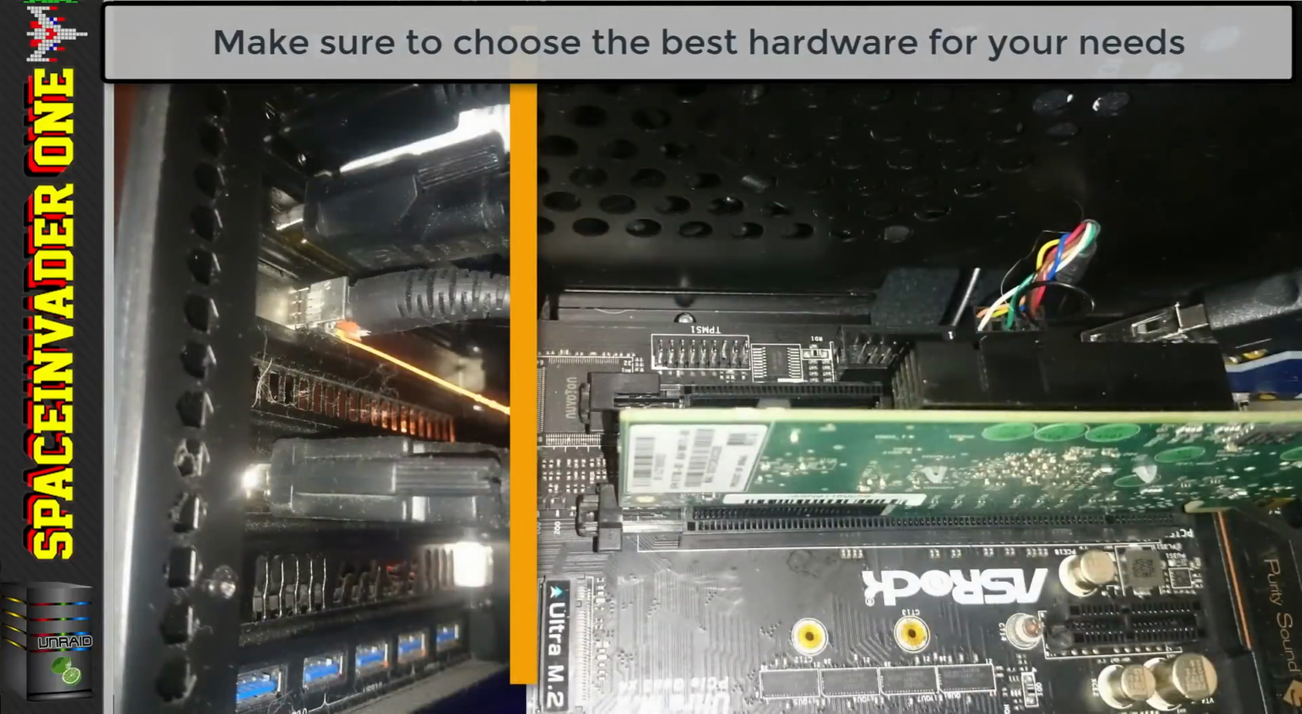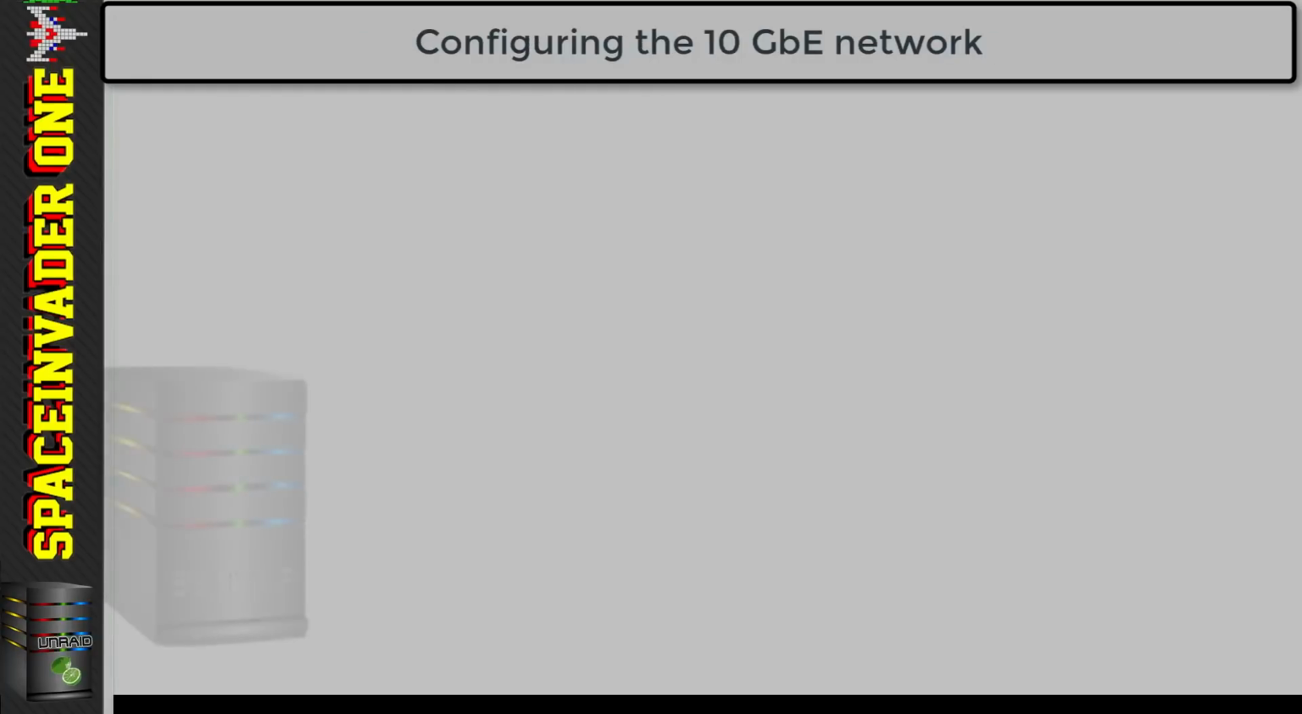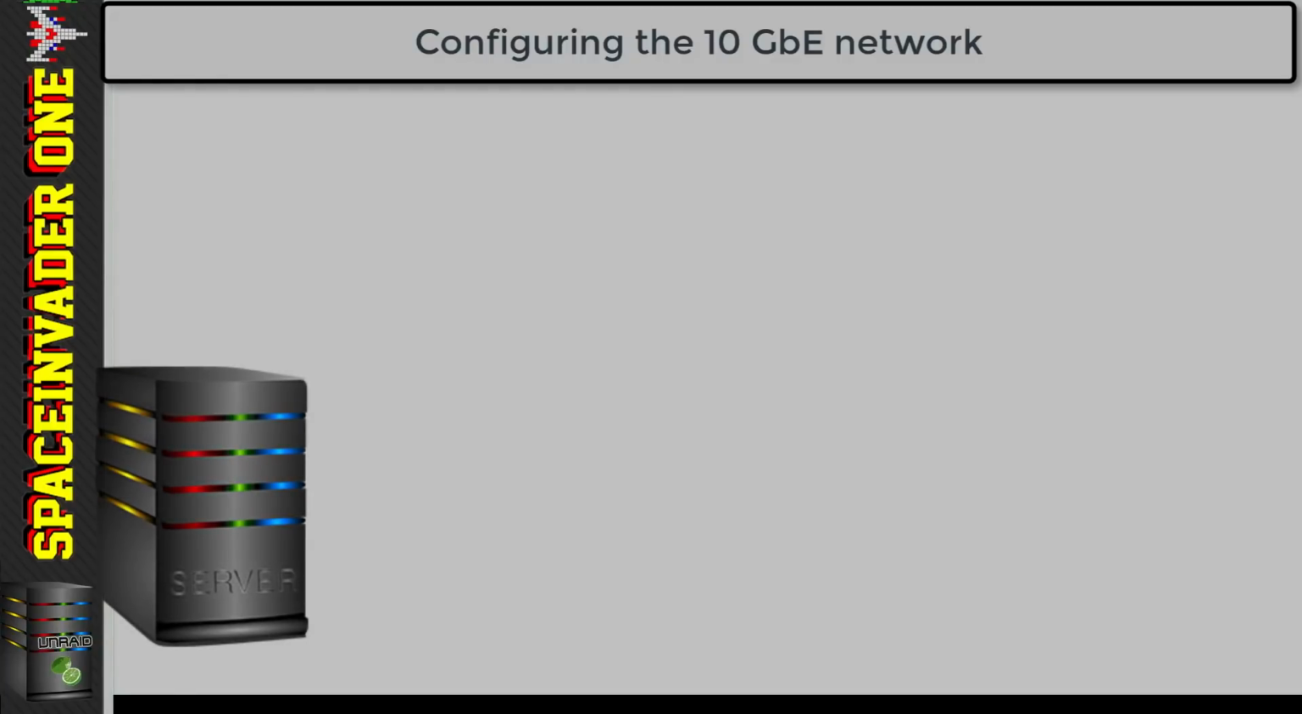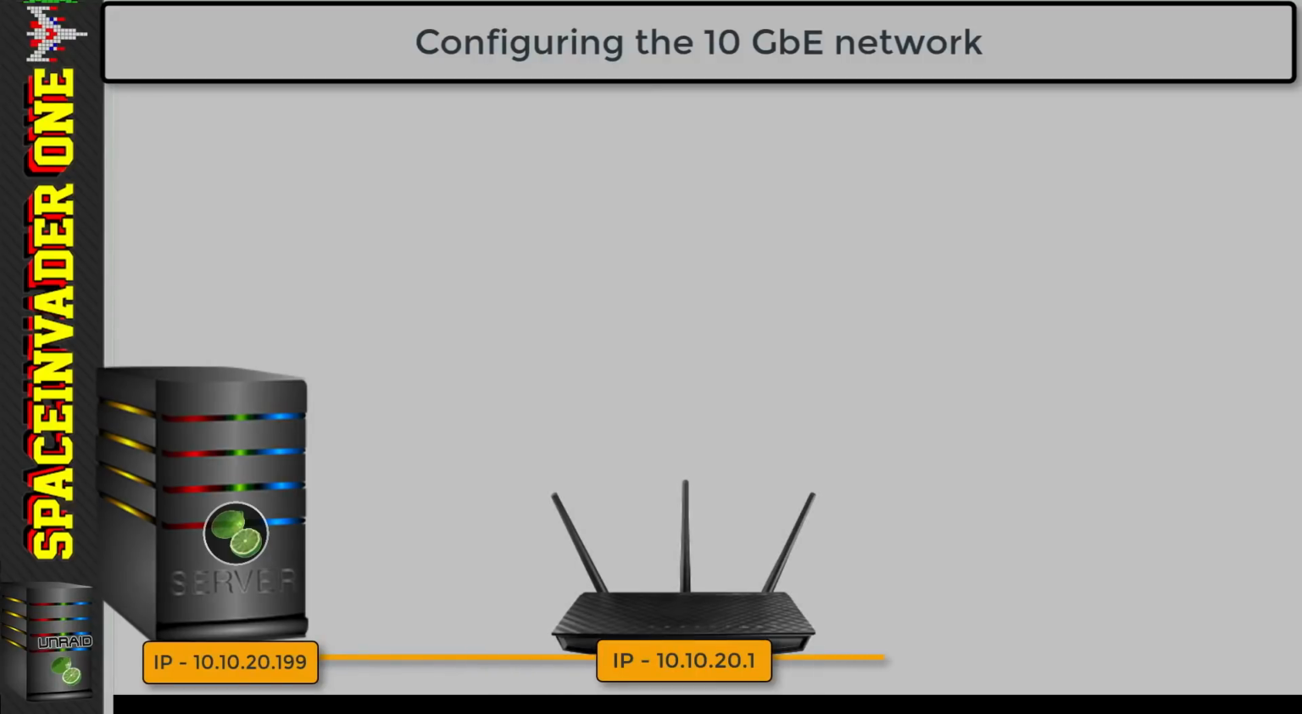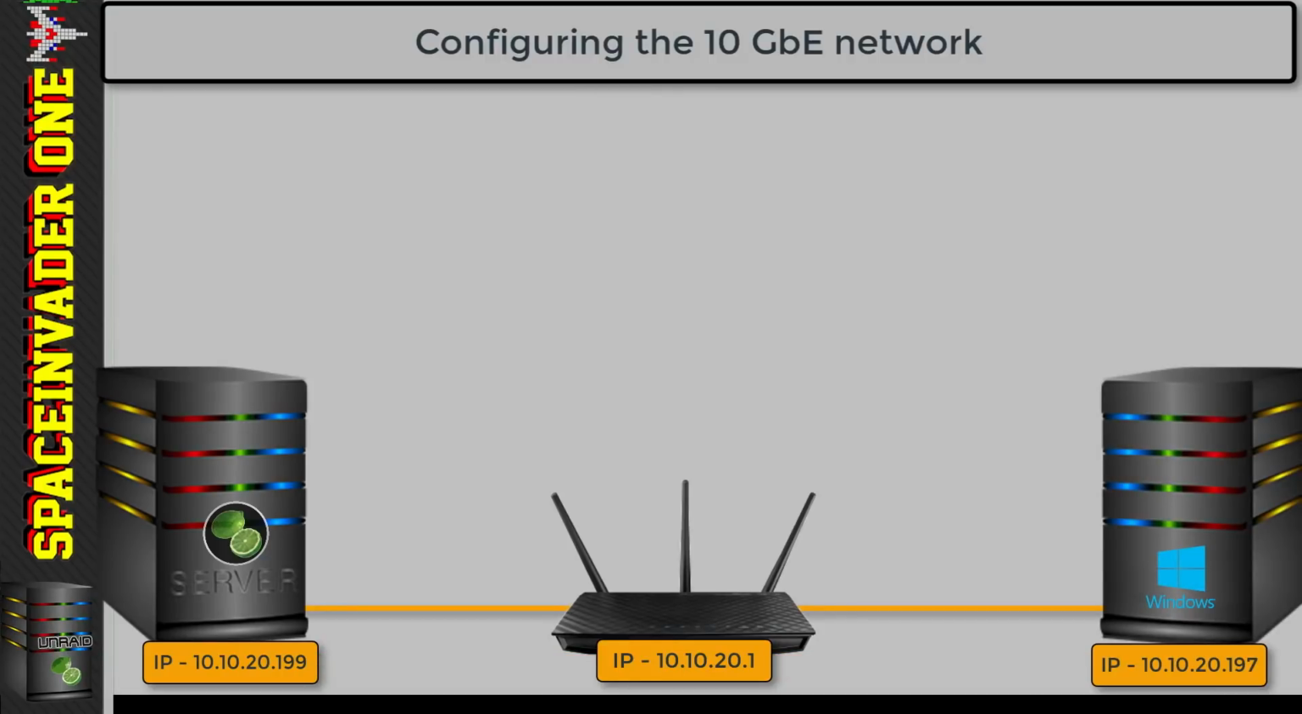So with the hardware installed, we can now move on to the easy part, which is configuring it all. And yes, this part is much easier than you may think. Let's take the first computer, for me my unRAID Linux server. And that's currently connected with my normal gigabit Ethernet to my internet router, which then in turn connects to my Windows box. And the IP addresses here are all in the 10.10.20 range, the server being .199, the Windows box being .197, and the router, the default gateway, being .1.